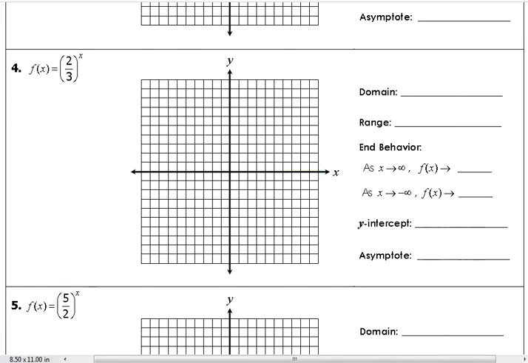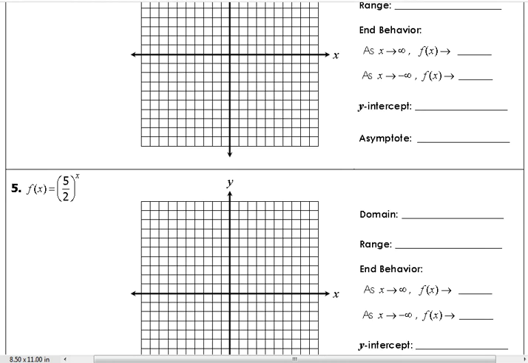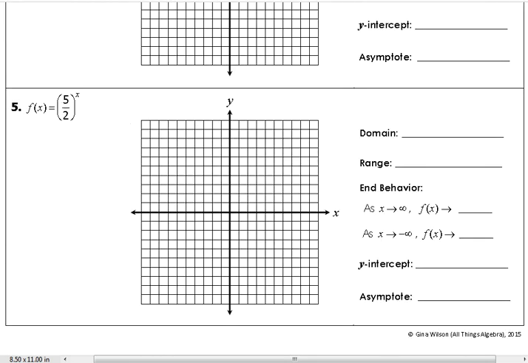Okay, one more. Number 5. So we have a fraction, but is it decay? No, it's growth, because 5 halves is equal to 2.5, and 2.5 is bigger than 1. So you have to be careful. It's not just that if it's a fraction, it's decay. That fraction has to be smaller than 1.